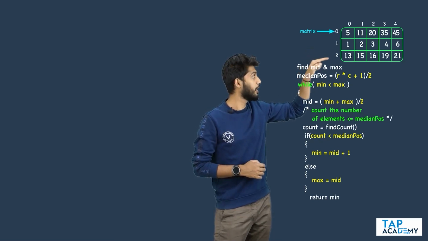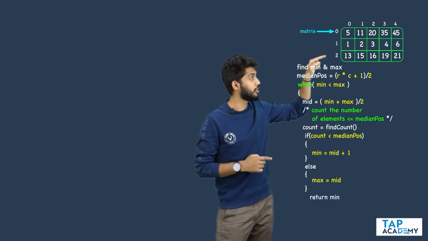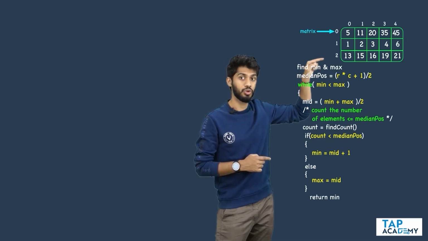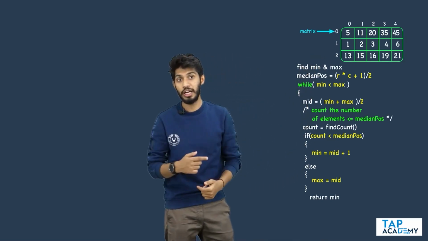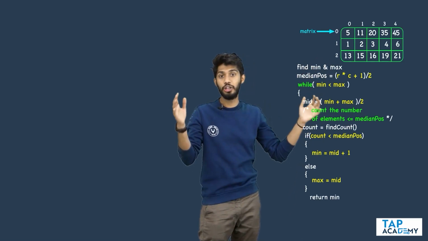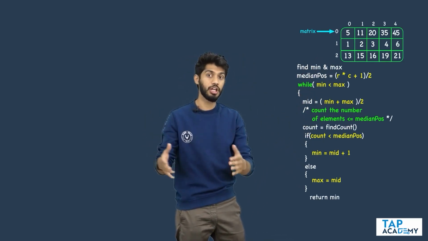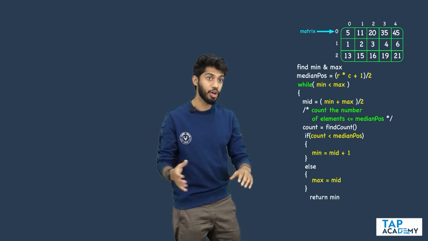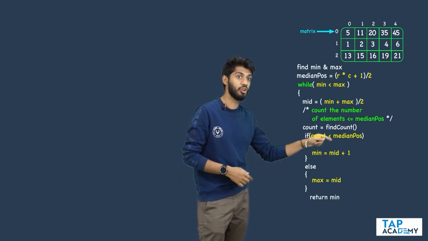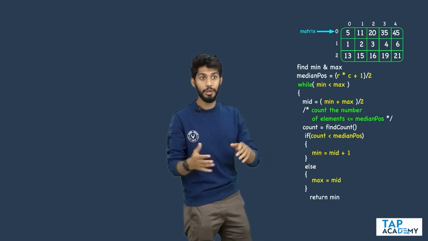Next I need to find the count of all the elements which are less than or equal to mid in this row. Whatever count I get in all of these rows, I need to put them together, sum all of them, and then get the count. Later I will check whether the count value is less than or equal to the median position, which I explained earlier. So now coming to this part.